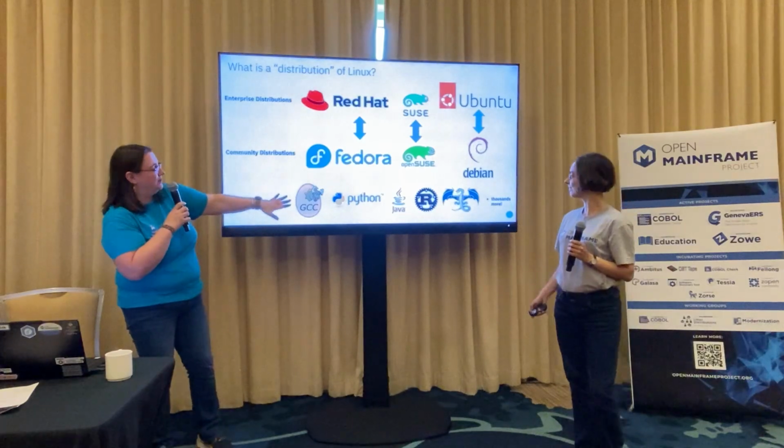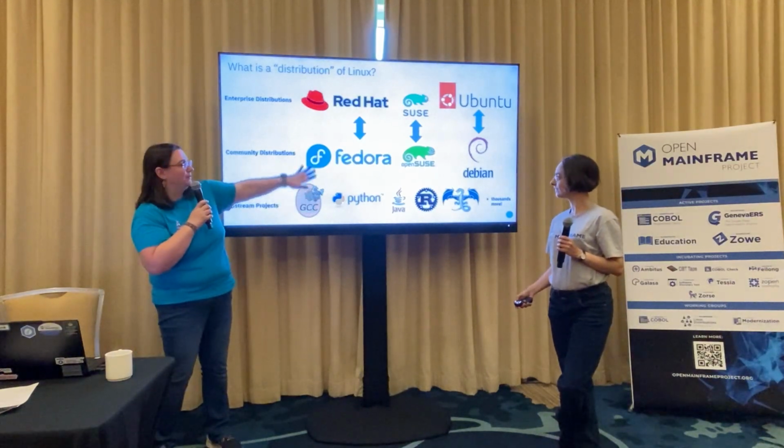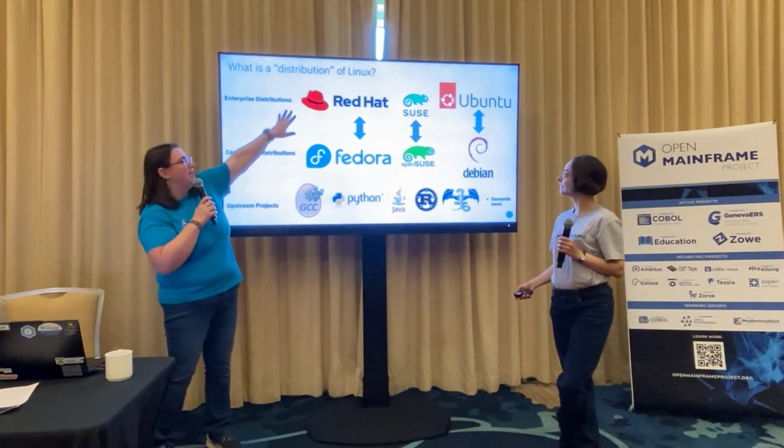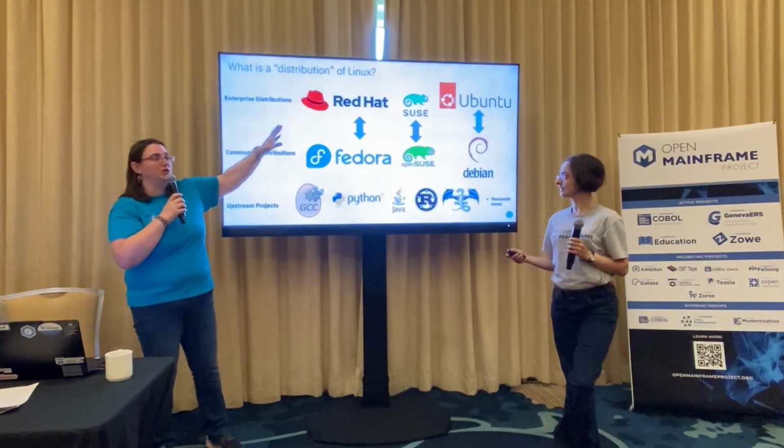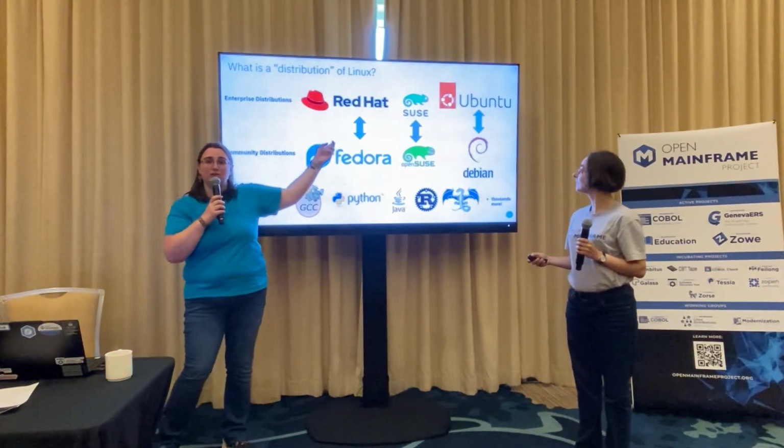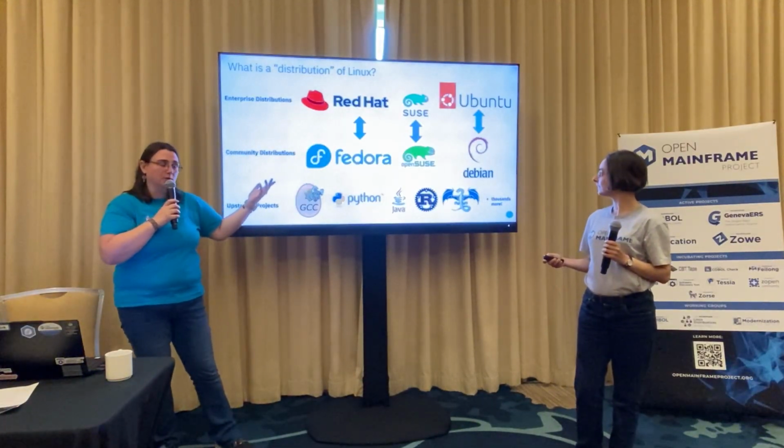And so this is kind of how the chart goes. It starts with upstream, goes into these community distributions, and then eventually it gets into these enterprise distributions, and the enterprise ones are the ones that are officially supported on LinuxONE.